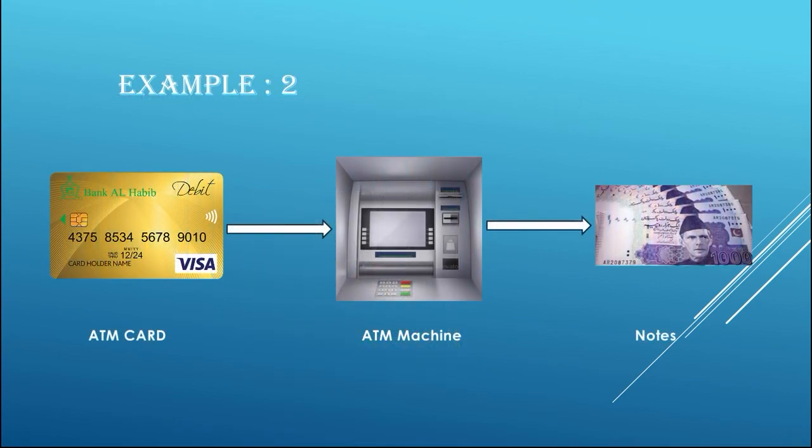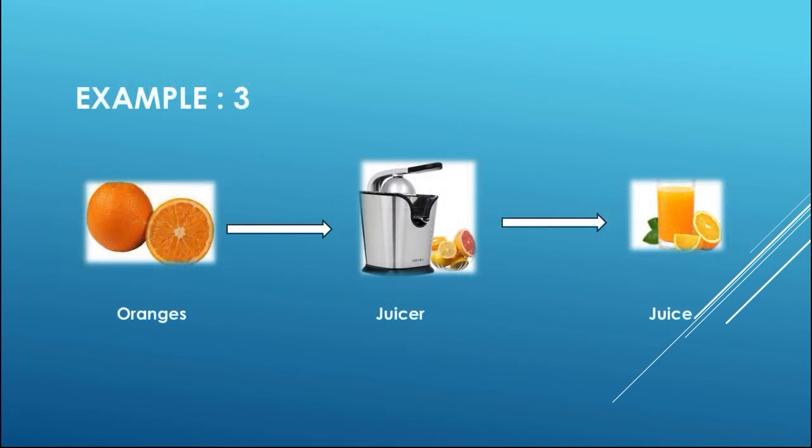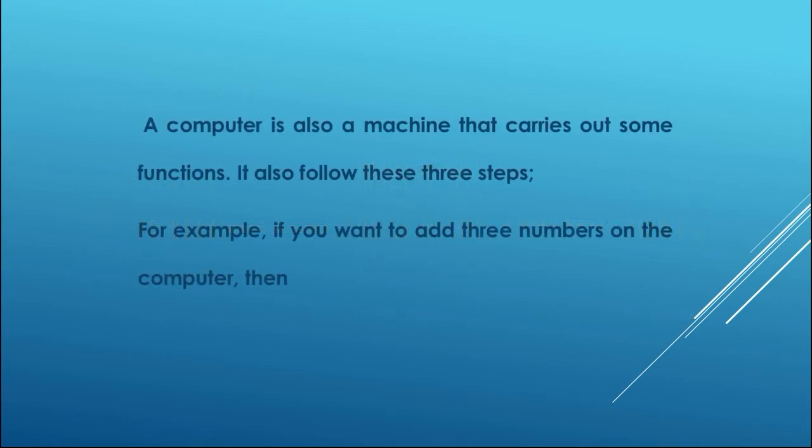Number 2 example is of an ATM card. You have an ATM card, you put it into the machine, you get the notes. ATM card is input, ATM machine, the process is being done in it, and the output is money. Example number 3, oranges are input, you put them in the juicer, you make the juice, and the final product, output, is your juice. Then the computer is also a machine that carries out some function. It also follows the 3 steps: input, process, and output.